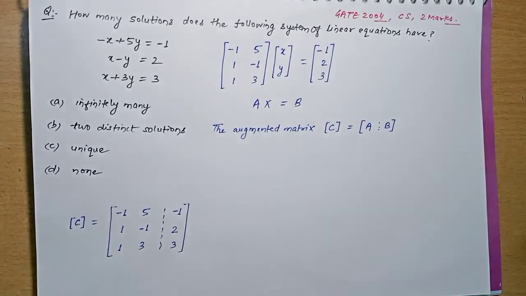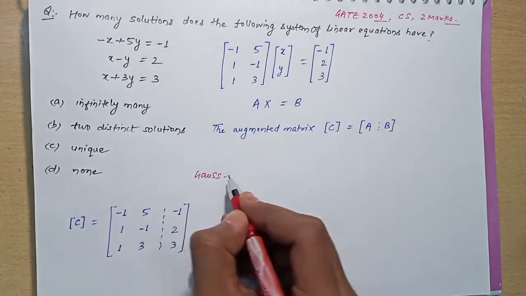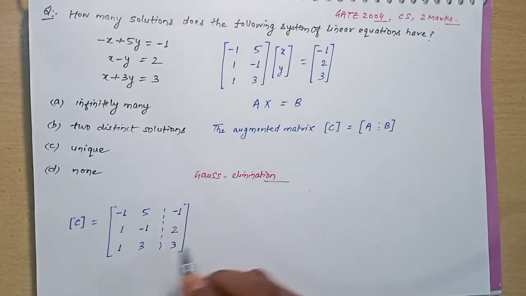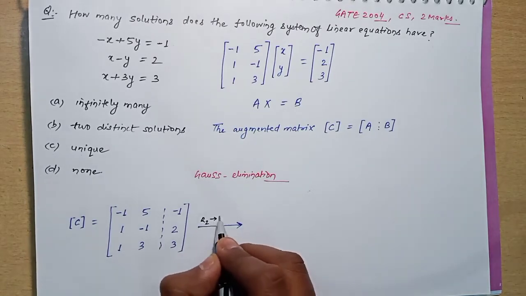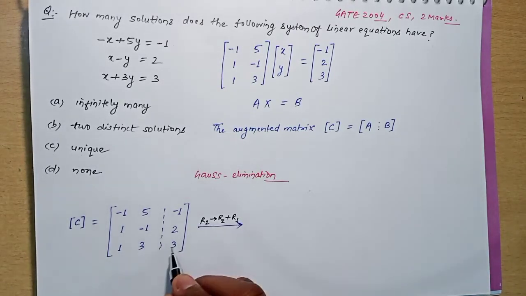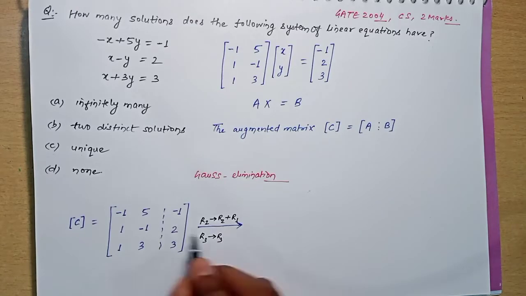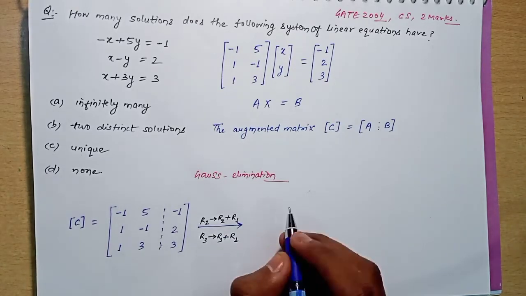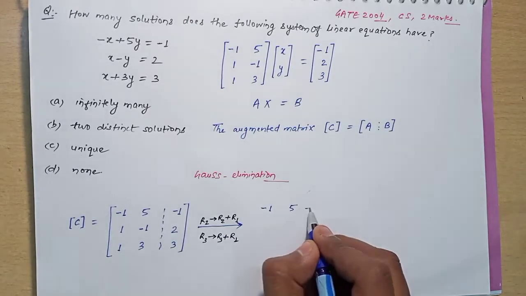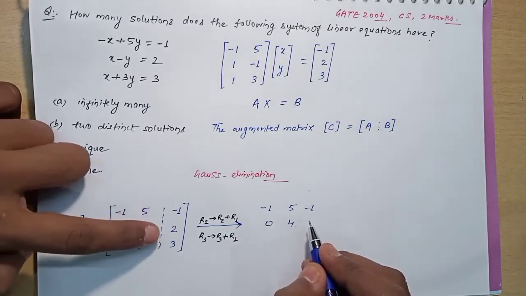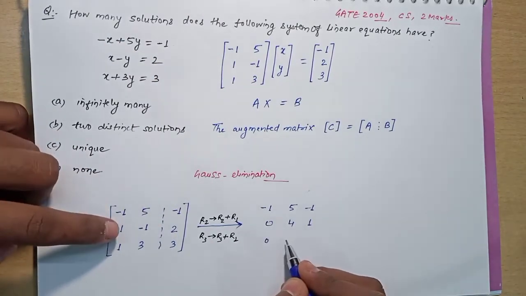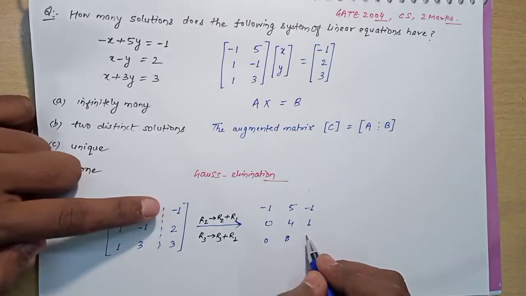Now we perform Gauss elimination here. First change row 2 into row 2 plus row 1, and then row 3 into row 3 plus row 1. It will be matrix [-1 5 -1; 0 4 1; 0 8 2].